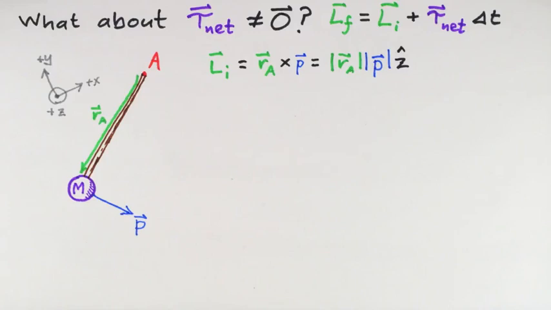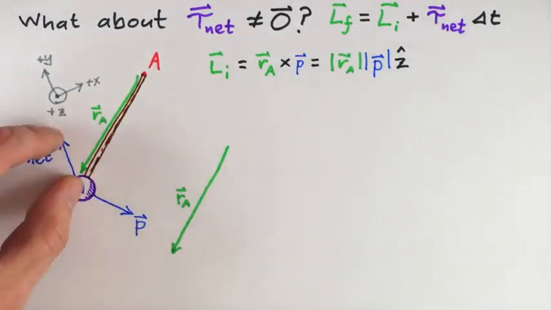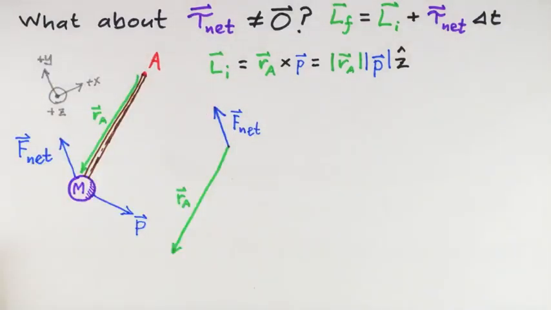However, now we're going to imagine that the rod exerts a net force, F net, as shown, where the angle between the position vector and the net force is theta. And in this case, it's greater than pi over 2 and less than pi. We can compute the net torque, tau net, from the cross product of r sub a and F net.